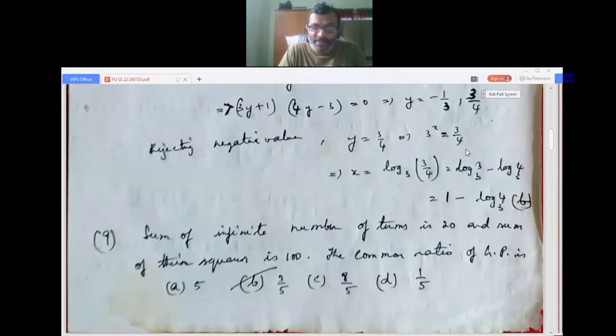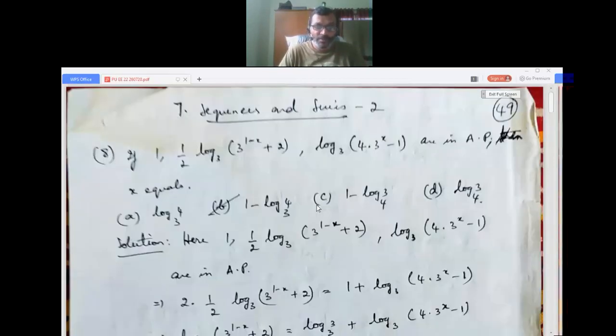Then by the definition of logarithms, x equals log 3 by 4 base 3, that is log 3 minus log 4 base 3. So log 3 base 3 minus log 4 base 3. Log 3 base 3 is 1, minus log 4 base 3. So this will be the option, that is the option is b.